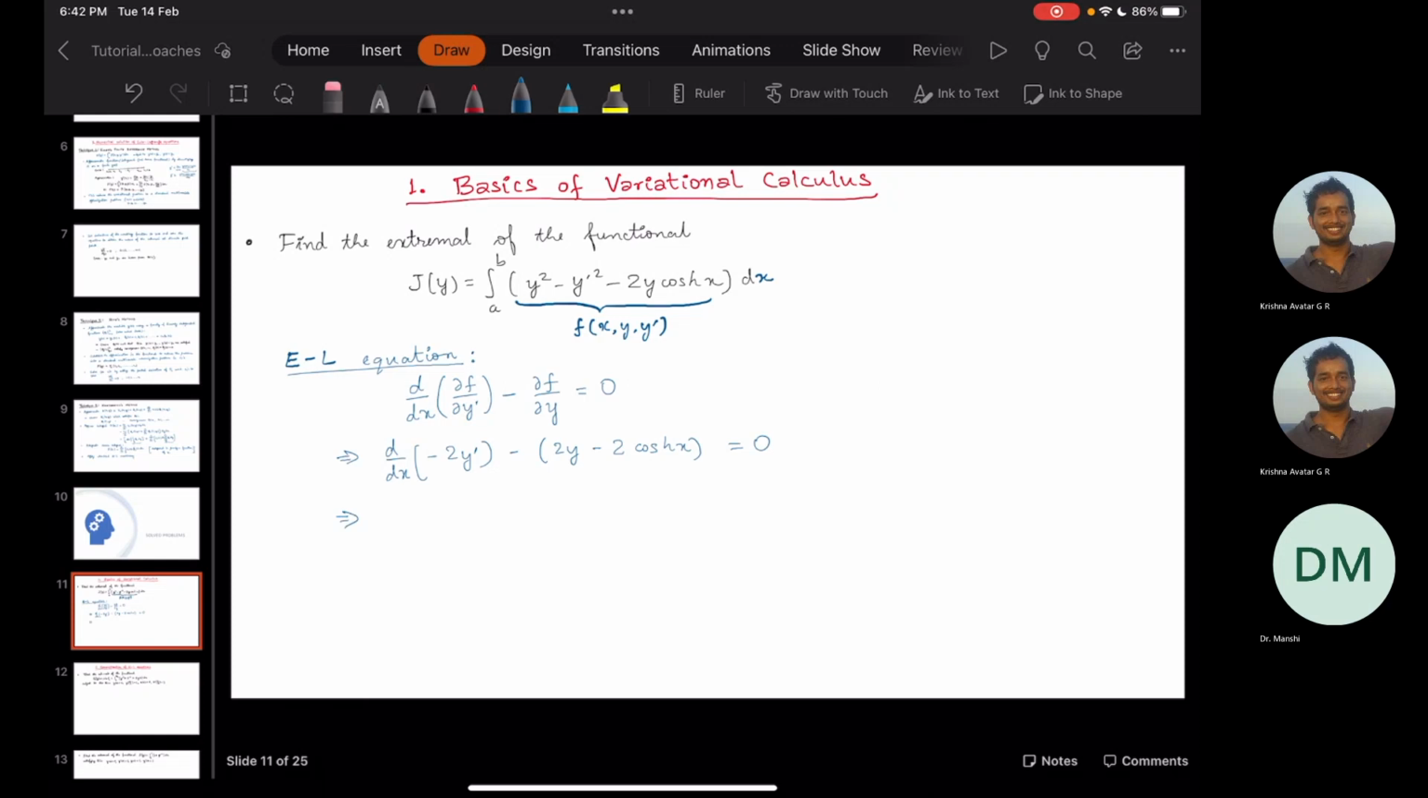So this implies that, taking the derivative of y prime with respect to x, we have minus 2y double prime minus 2y plus 2 cosh x is equal to 0. Factoring out 2 and rearranging, we have y double prime plus y is equal to cosh x. So this is our equation for the extremal.